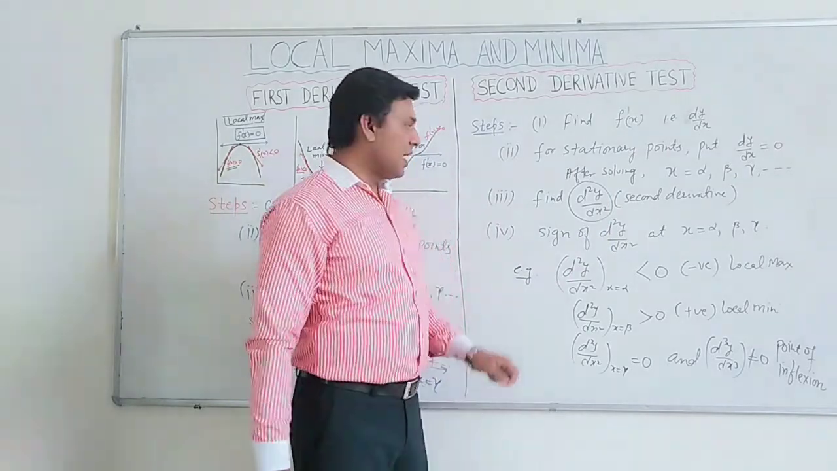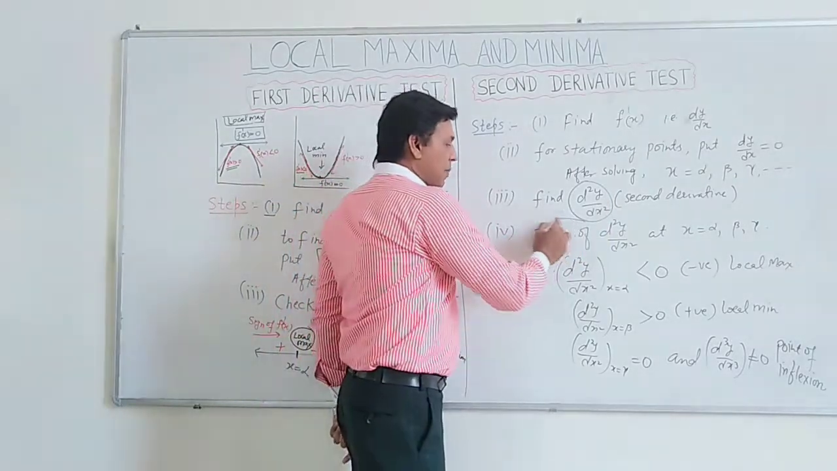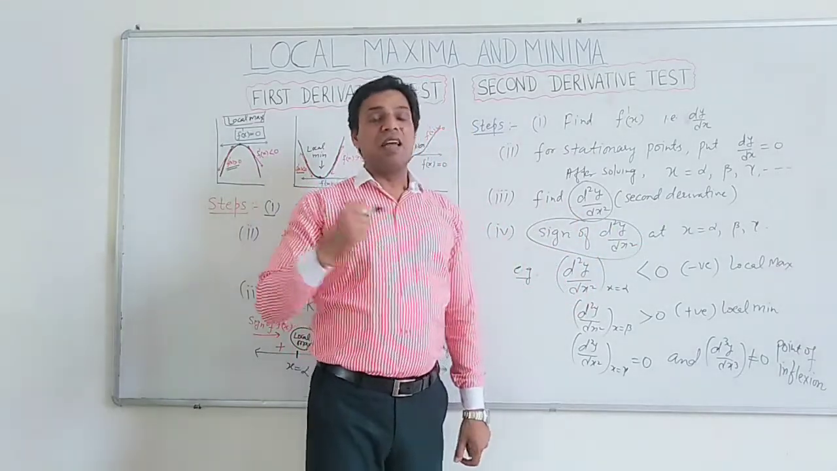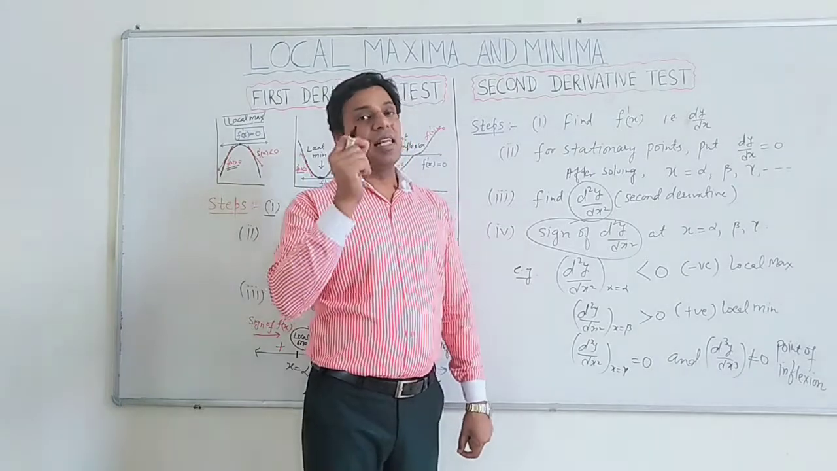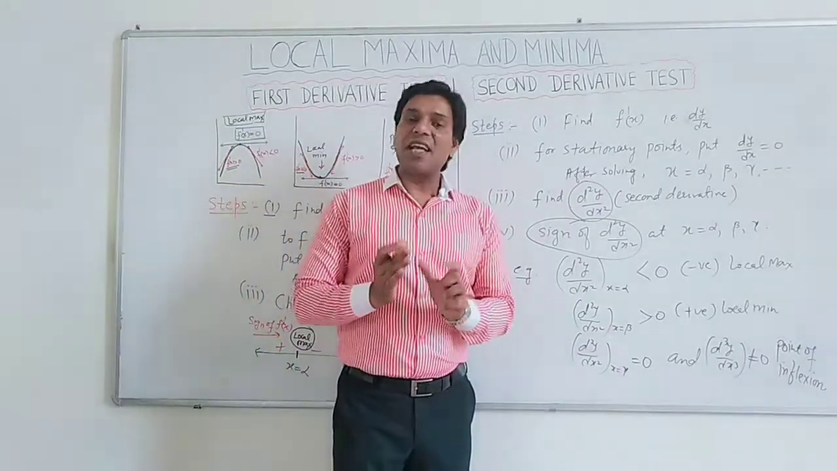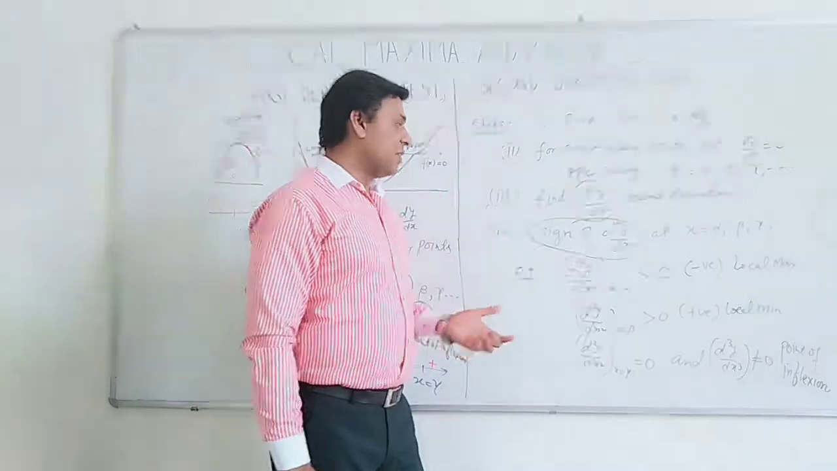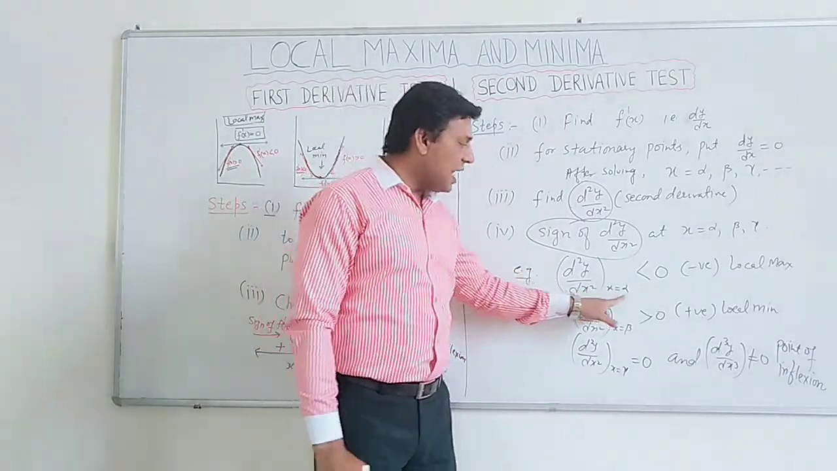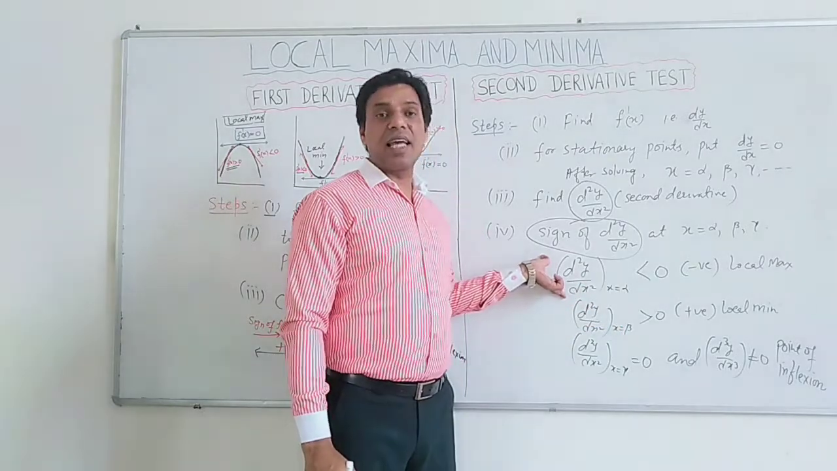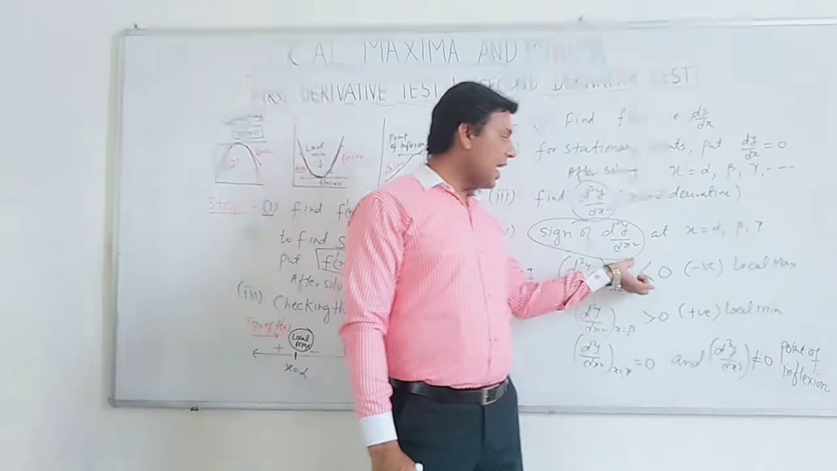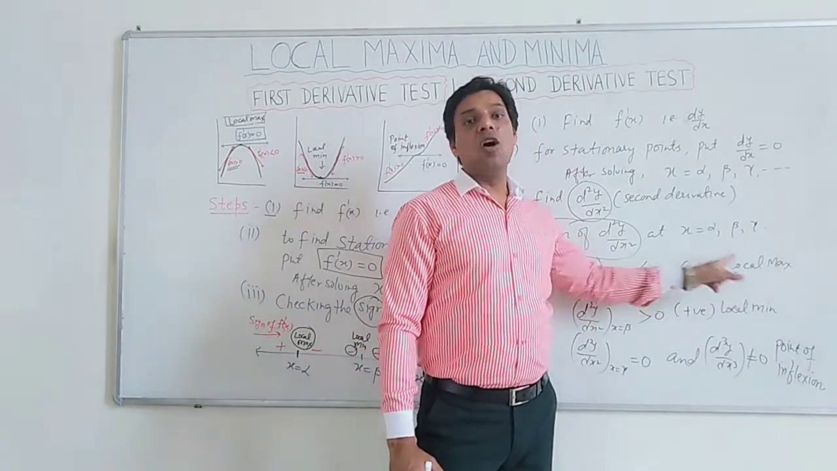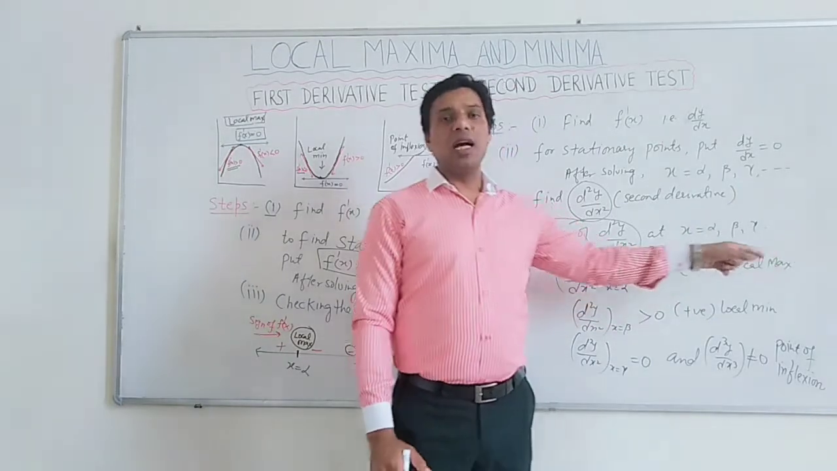Now in the fourth step, we will check the sign of the second derivative. Remember, in the first derivative test we were looking at the sign of the first derivative. In the second derivative test, we are checking the sign of the second derivative. Now suppose at any point, maybe alpha, the sign of the second derivative is negative, less than 0, then it will be a local maxima. On negative, it will be local maxima.